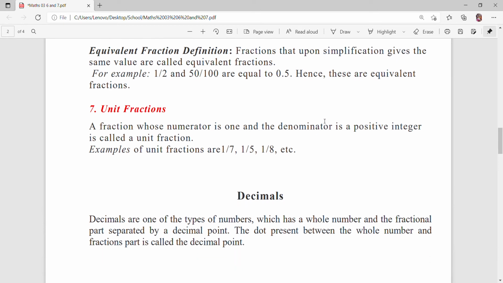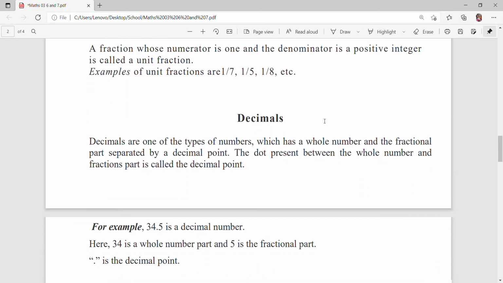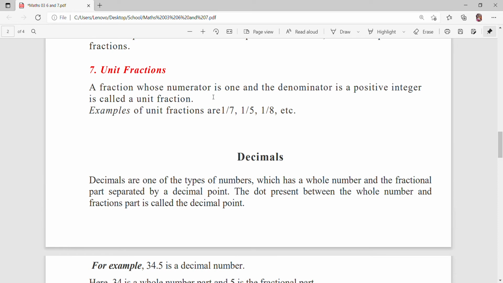Next, move on to the seventh type of fraction, the unit fraction. A fraction whose numerator is 1 and whose denominator is a positive integer is called a unit fraction. You already know what is meant by an integer, a positive integer, a negative integer, whole numbers, natural numbers. See the definition and understand it with your knowledge. The numerator should be 1 and the denominator should be a positive integer, not a negative integer.